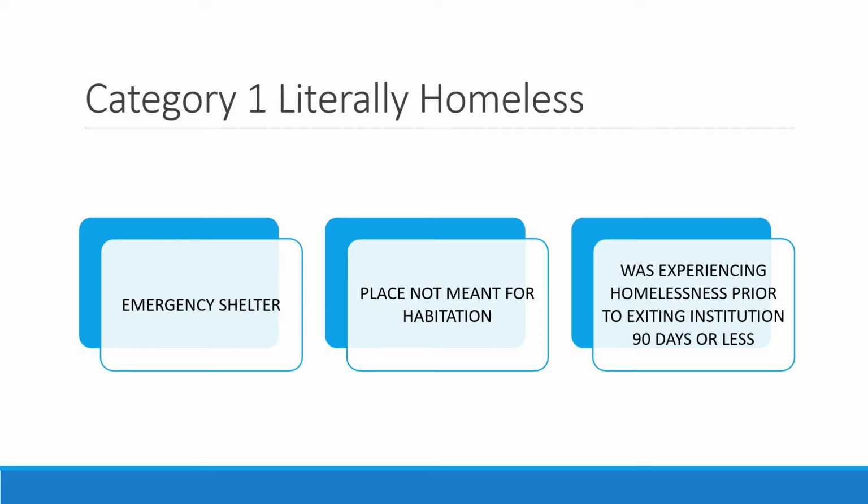So really, just to sum it up, if someone is staying in a car or outside or in an emergency shelter, or they were staying in any of those places right before they were institutionalized for that 90 days or less, they are considered literally homeless.